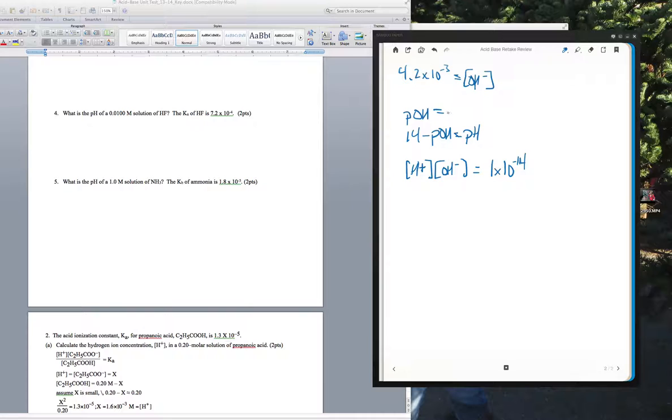So pOH is equal to negative log of the OH minus concentration. I'm not writing well. I normally don't write well, but this is awful. So that's negative log of 4.2 times 10 to the negative 3. And for that, I end up getting 2.37. That's my pOH. And if we want to do this one, then 14 minus 2.37. I can't do that in my head very quickly. Basically, we're just going to call that 11.6. So there's your answer.